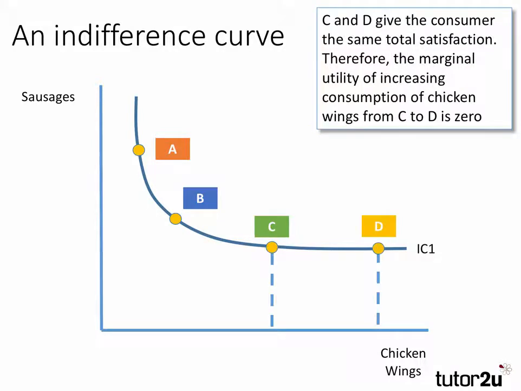Interestingly, we assume that if C and D, that combination, lie on the same curve, although we're consuming the same amount of sausages, from C to D, although we're increasing our consumption of chicken wings, it gives no extra total satisfaction. Therefore, the marginal utility of increasing chicken wings from C to D must be zero.